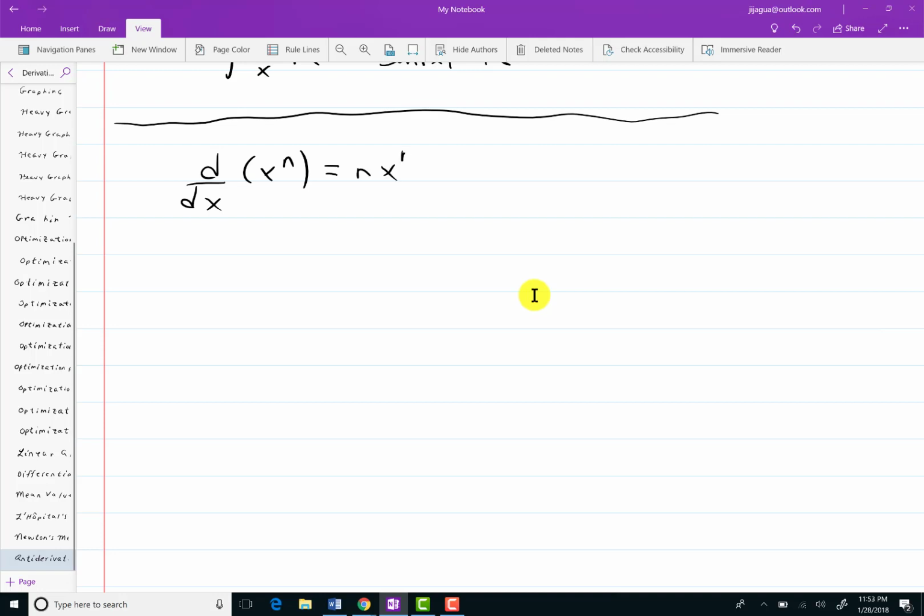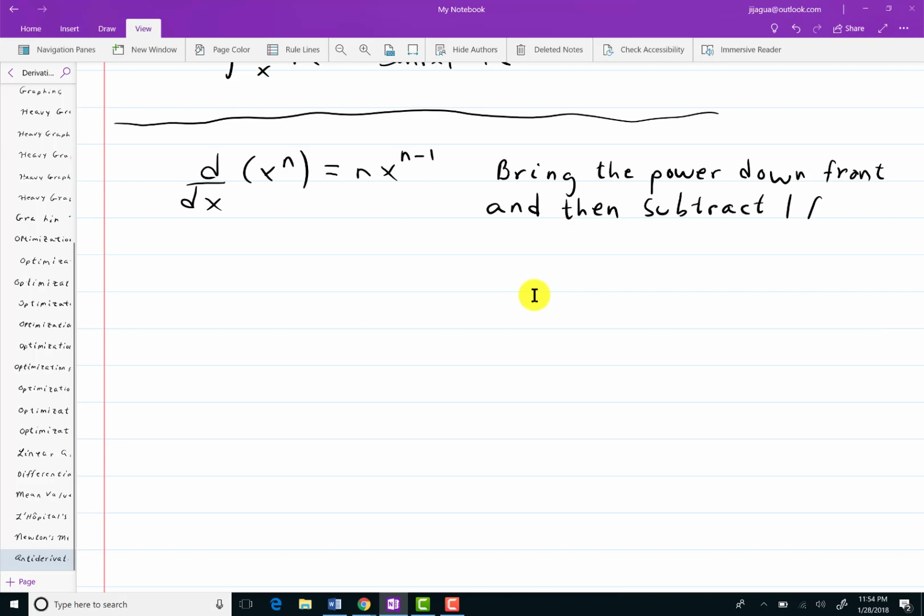Now the power rule, we know the derivative of x to the n is n x to the n minus 1. Let's look at that in detail. We bring the power down front. That's the first step in the process. And then this step happens after that, and then subtract 1 from the exponent.